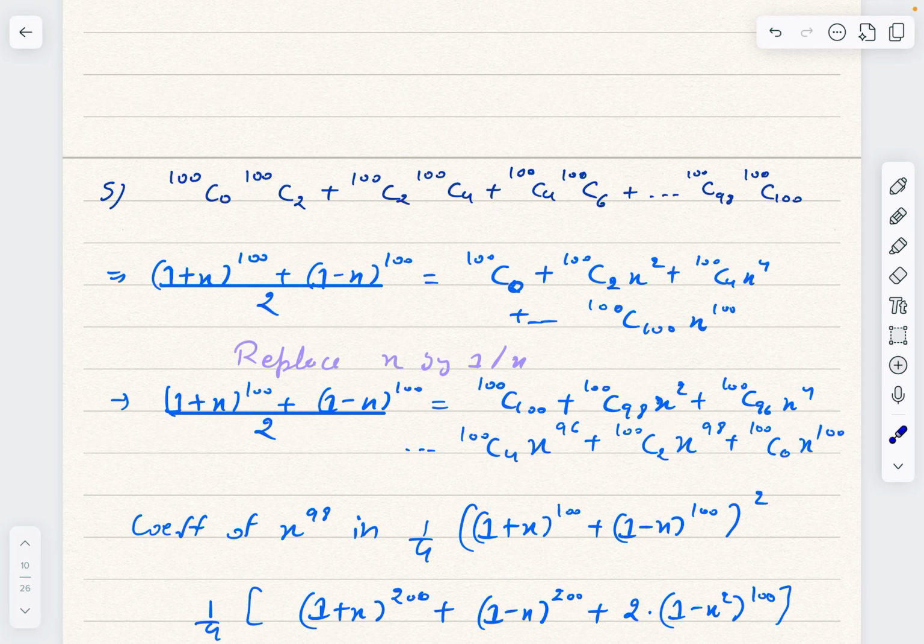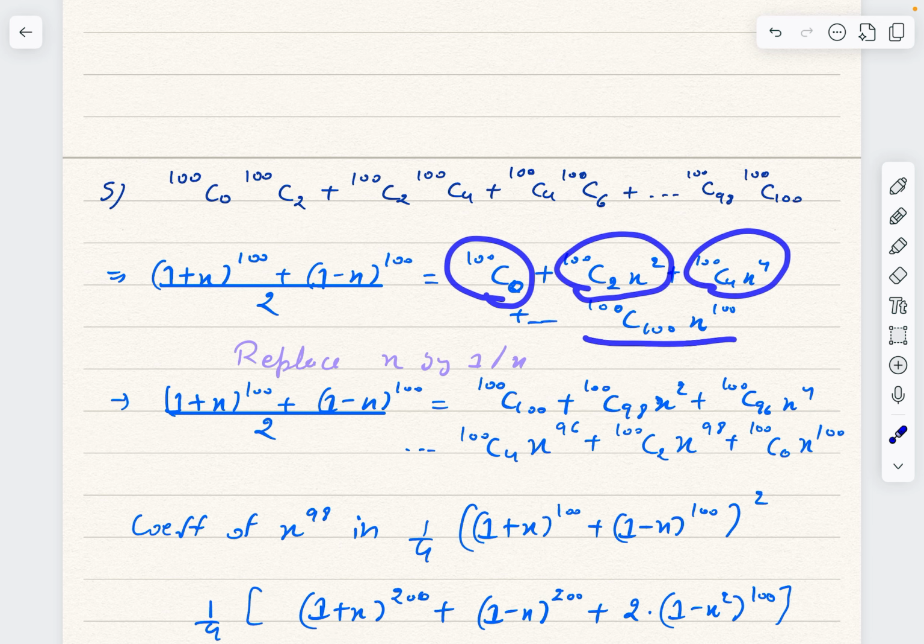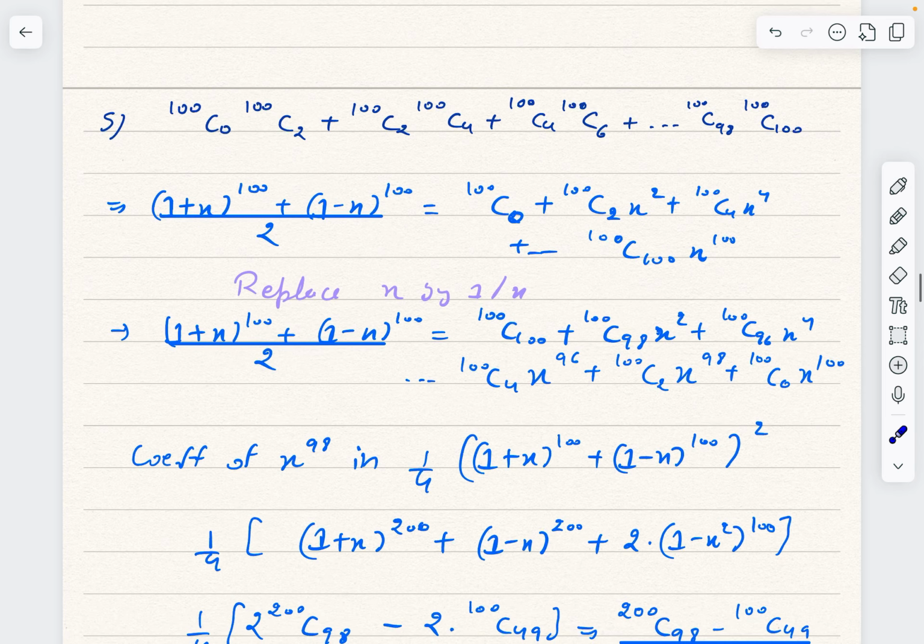Can I say we get this 100C0, 100C2, 100C4, like this even terms when you do 1 plus x power 100 and 1 minus x power 100 and add them, divide by 2. We get only the even terms 100C0, 100C2 x square, 100C4 x power 4 and so on. Now replace x by 1 by x. You get 1 plus x power 100. Here you get 1 minus x power 100. Basically, it will be same only. And this side, like that series, will get reversed. The powers of x will get reversed.